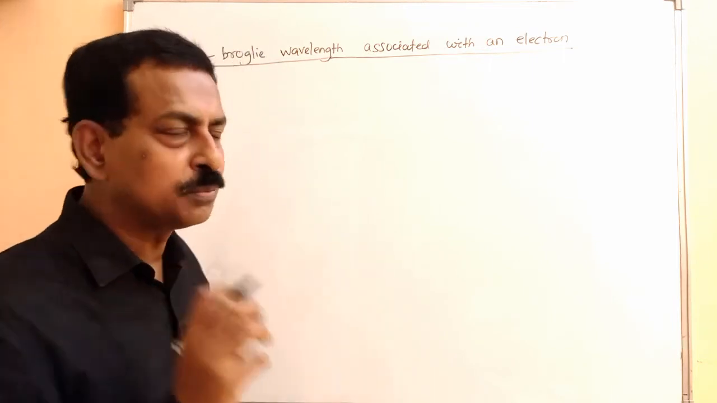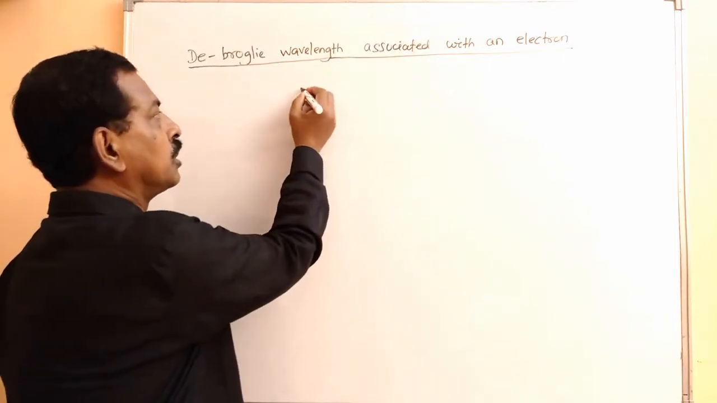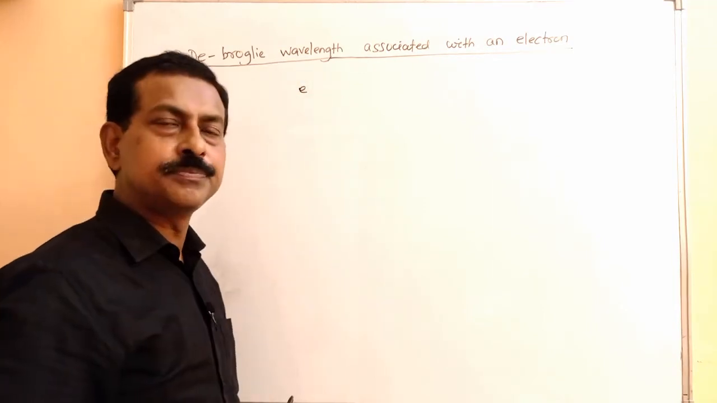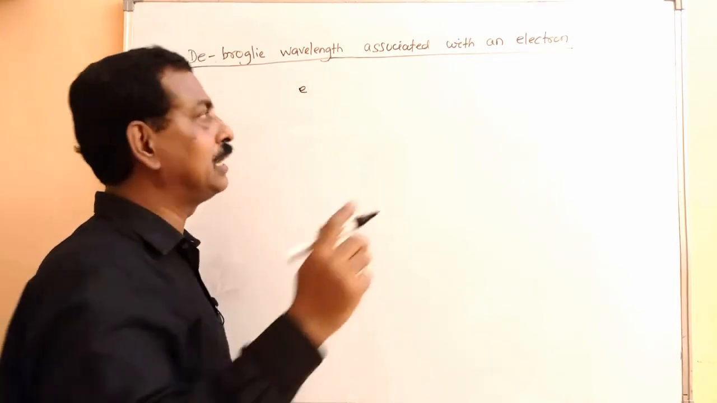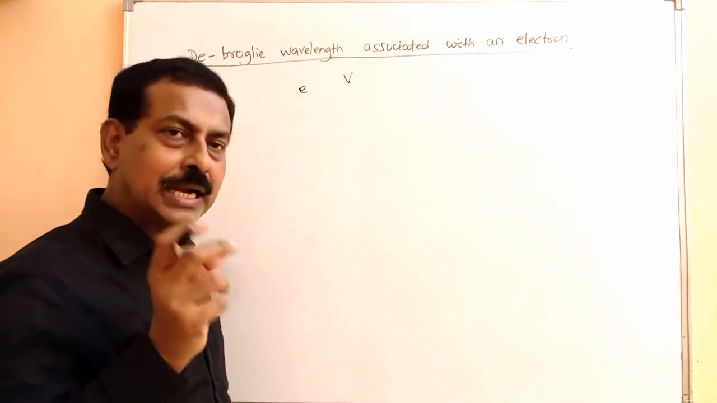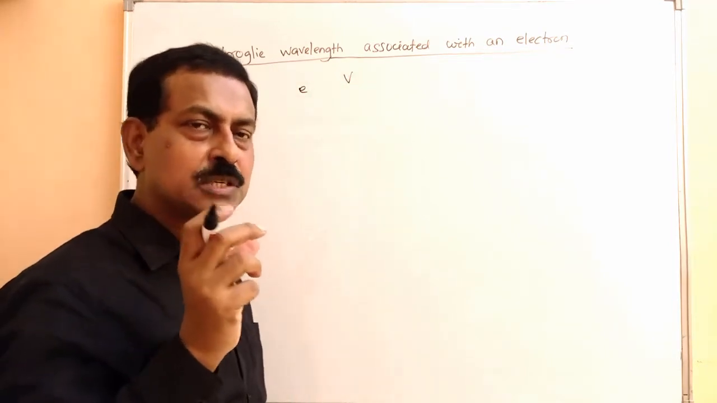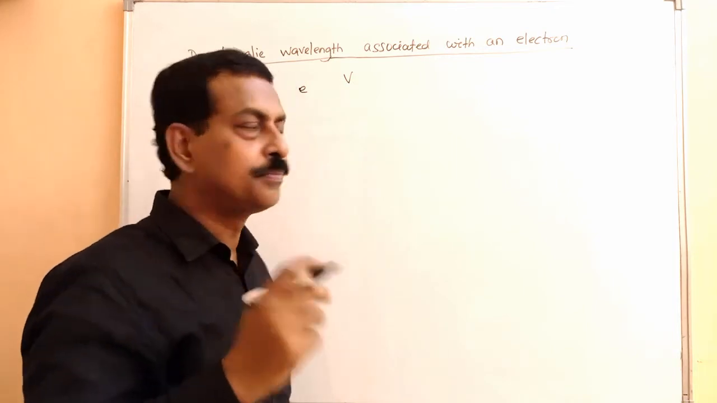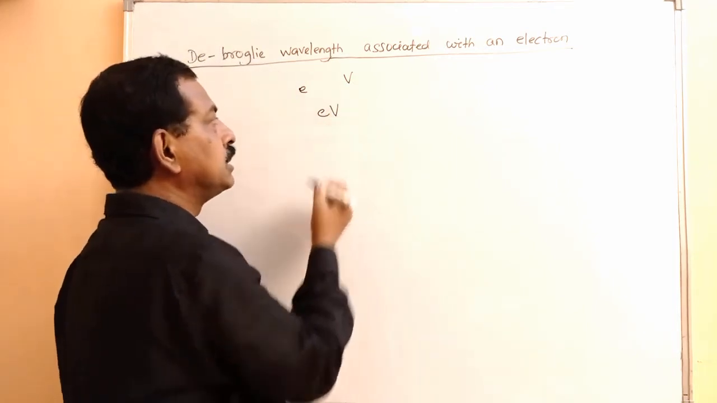Suppose we have an electron having charge e, which is accelerated under a potential difference V. In that case, the energy possessed by this electron will be given as e into V.